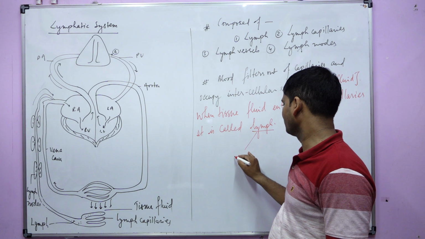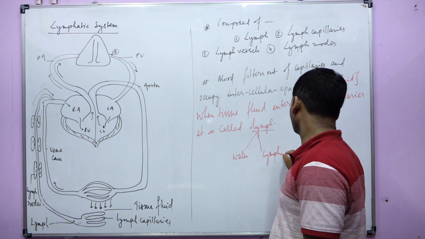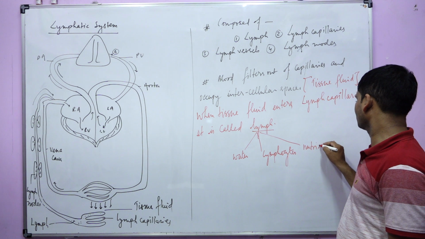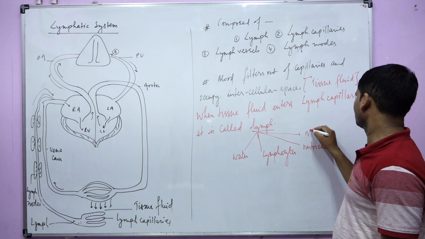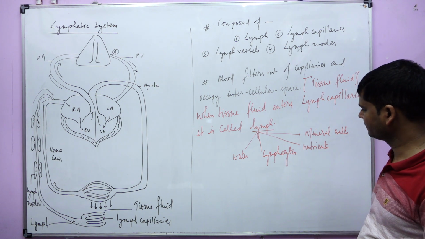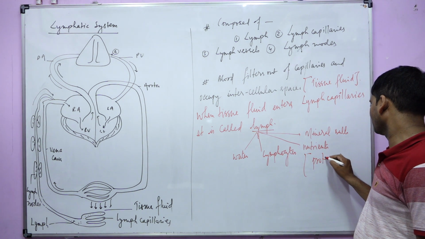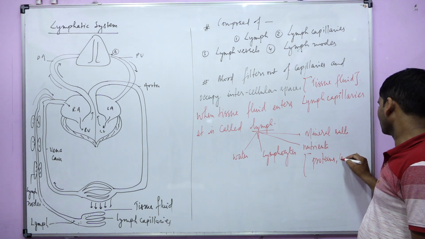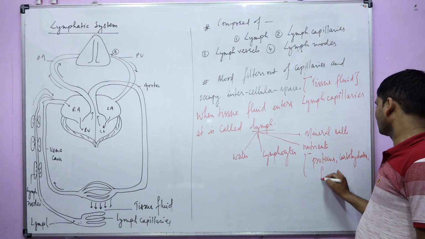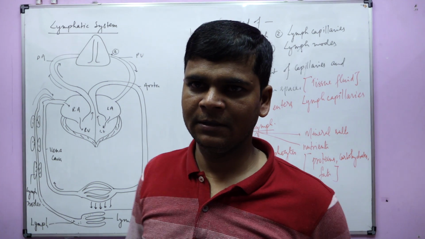Lymph is a fluid which may contain water, it may contain lymphocytes, this is a kind of white blood cells, it may contain nutrients, it may contain some mineral salts. Nutrients means proteins, it may contain some carbohydrates, it may contain some fats. These are the molecules that may be contained in a lymph.